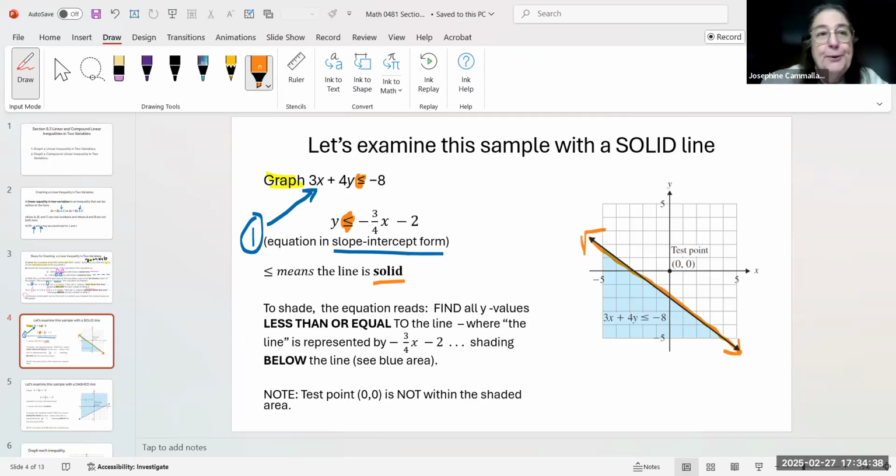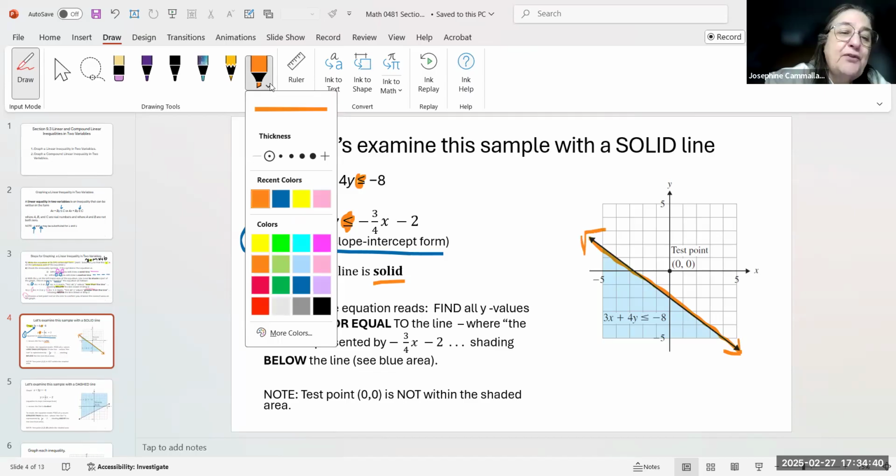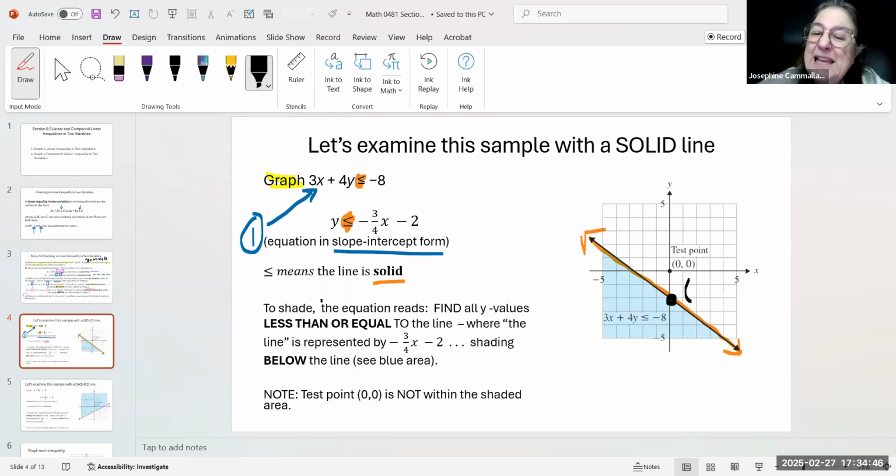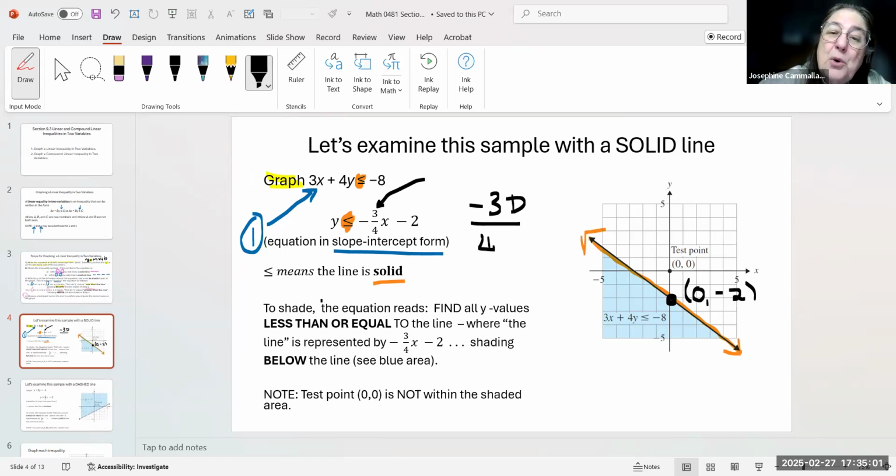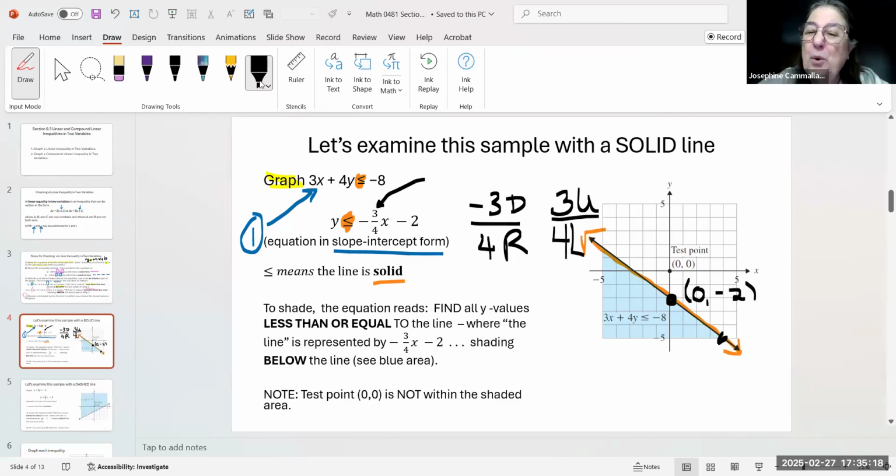Now, if you remember, in slope-intercept form, this point right here happens to be 0, -2. And remember, this is our slope. We went down 3, right 4, which puts us right here. Okay. But then remember, we could go up 3 and left 4.